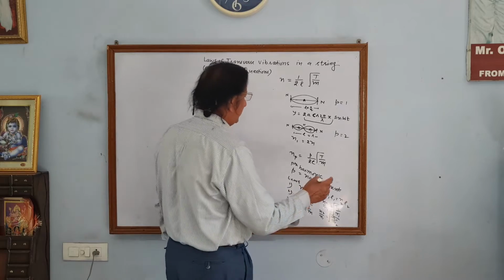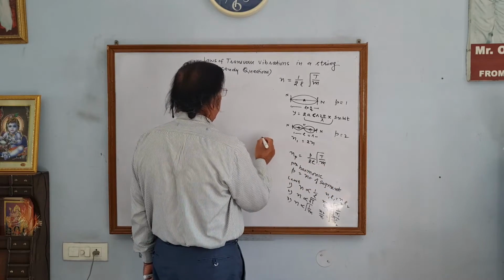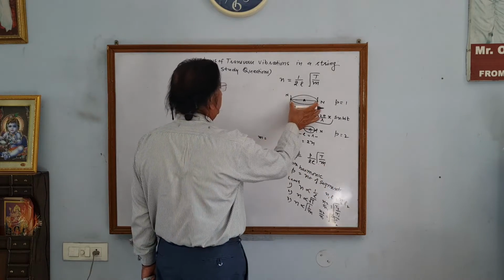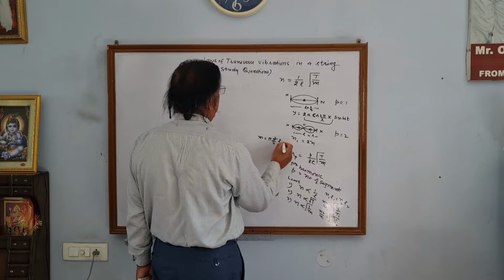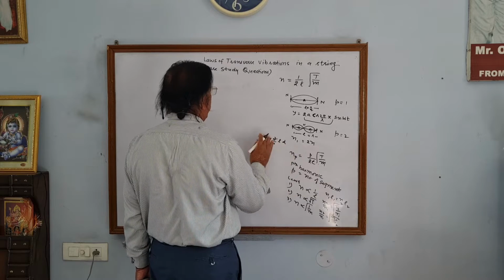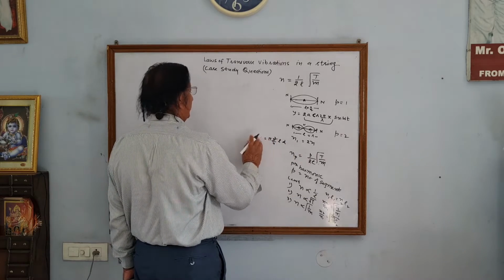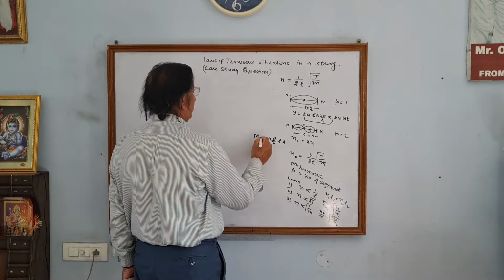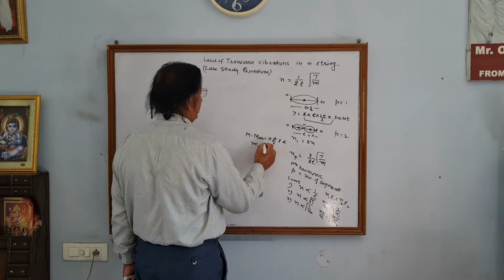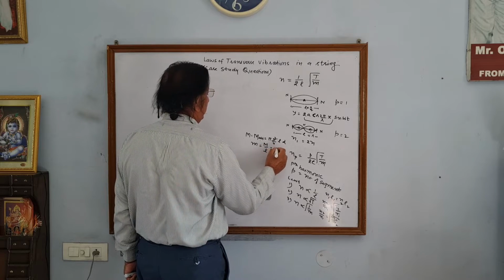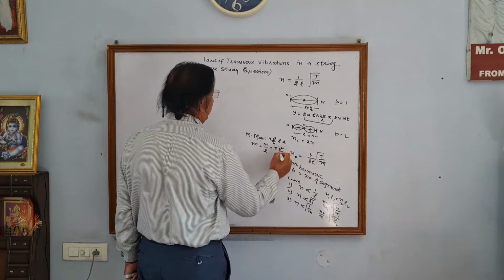तो उसके लिए हमने क्या किया था? Mass of this wire is area of cross section into length into density. This is the mass, capital M. We want small m, which is mass per unit length. That is pi d square by 4 into density.